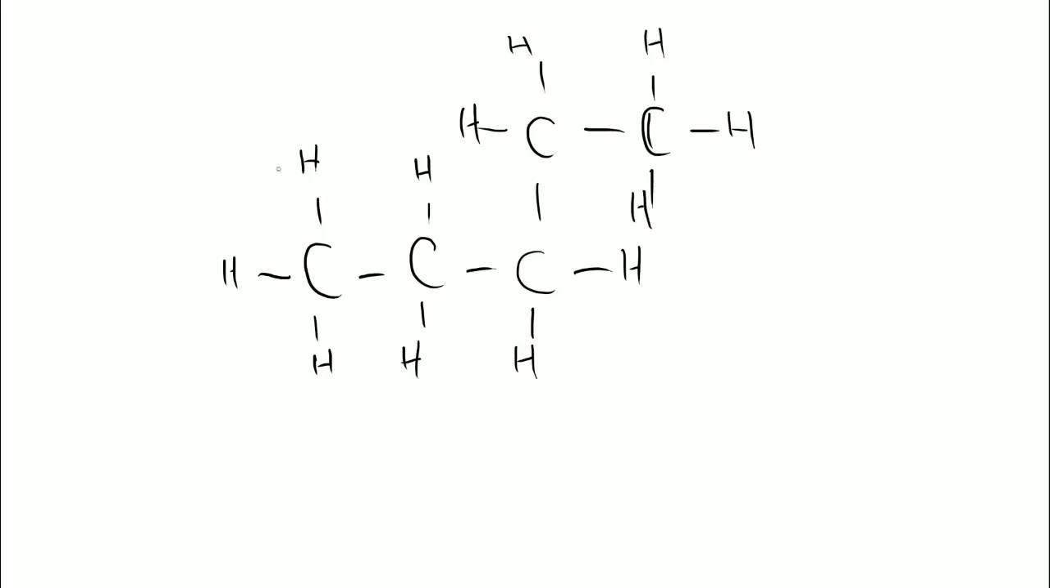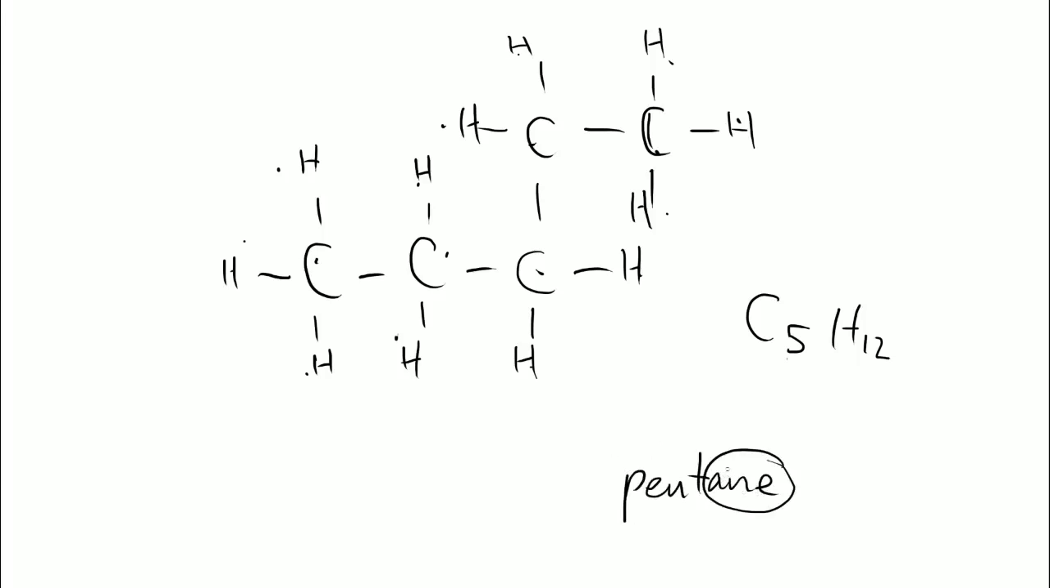Voila, now count up your hydrogens. 1, 2, 3, 4, 5, 6, 7, 8, 9, 10, 11, 12. Okay, 12 hydrogens. I probably should have done carbon first. Whatever. 1, 2, 3, 4, 5 carbons. C5H12. Guess what that is? 5. Think Greek, pentane. Because you just end stuff with ane if it's a C and an H. Okay, there you go. That's it.